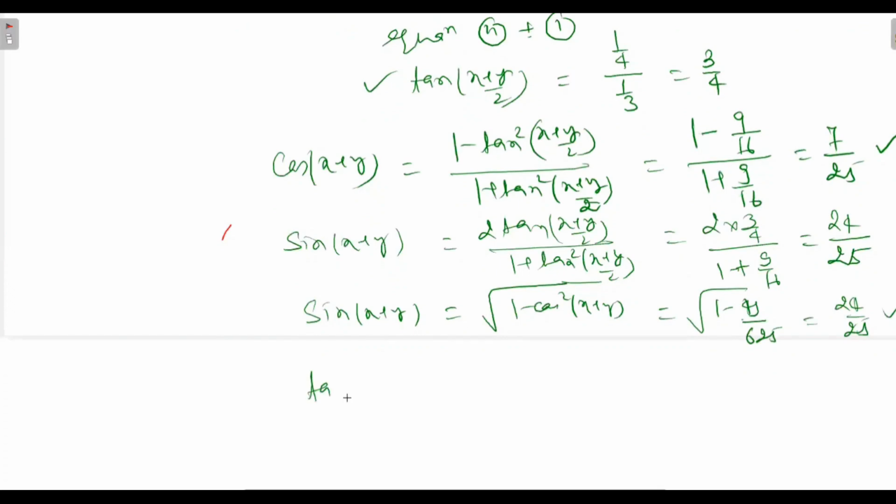So tan(x+y) is simply sin(x+y) upon cos(x+y). That should be sin(x+y) divided by cos(x+y). That would be 24 upon 25 divided by 7 upon 25.